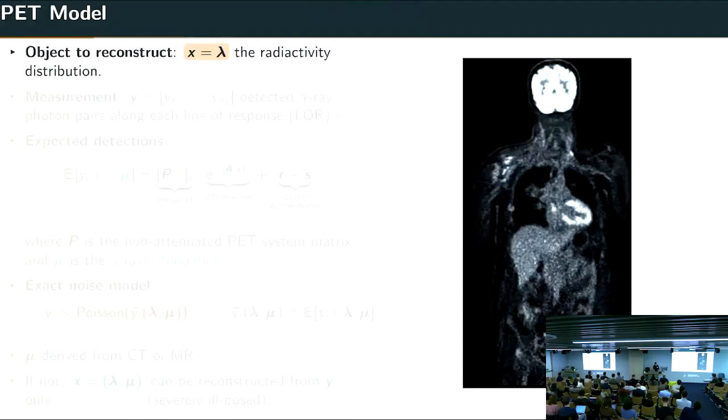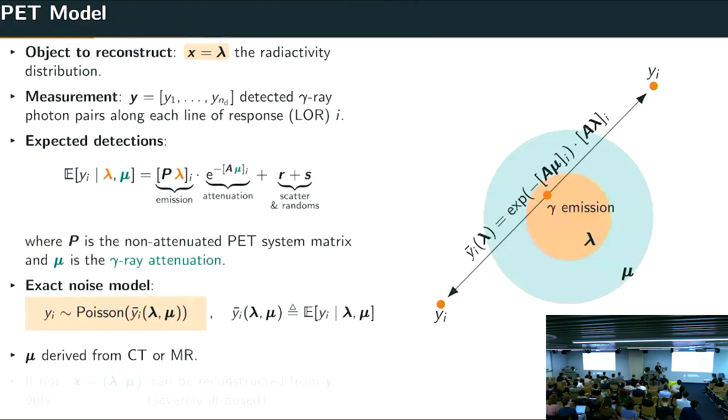In PET, we have a different model. The object to reconstruct is lambda, the radioactivity distribution, and we've got measurements along each line of response. We measure the number of back-to-back gamma photon pairs along each line of response i. For the expected detection, the forward model, there's an emission part and an attenuation part. The attenuation part depends on the gamma ray attenuation, and we also have to account for scatter and randoms. We have the same noise model, and the attenuation map is usually derived from CT or MR.